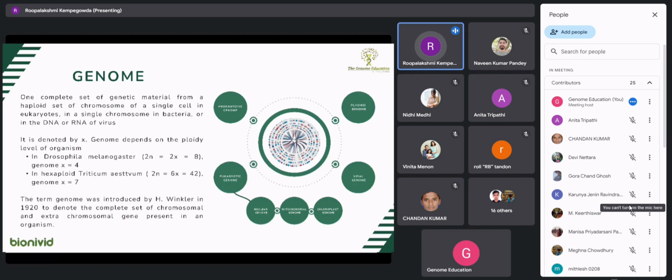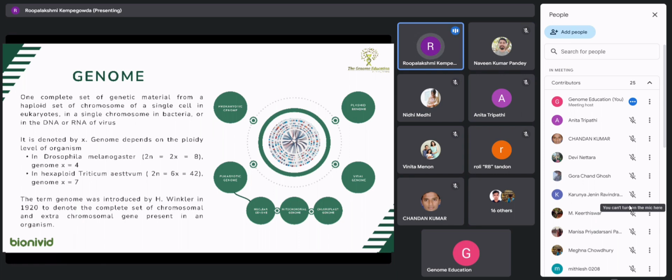So what is a genome? Genome is nothing but a haploid set of a chromosome in case of eukaryotes, but in case of bacteria, it is a single chromosome. When it comes to the virus, it is a DNA virus or a RNA virus. Genome is denoted by X. X indicates your ploidy level. Genome depends on your ploidy level.